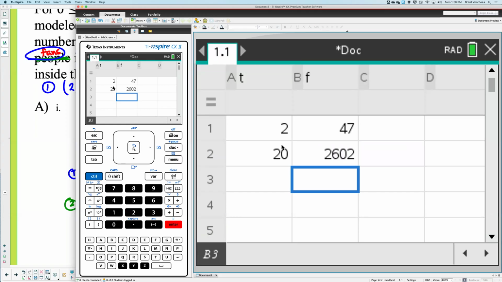Does that sound right? Yeah. Great. Now, what type of model is f of t equals a times b to the power of t? That's exponential. Anytime your variable is the exponent, that means it's exponential.